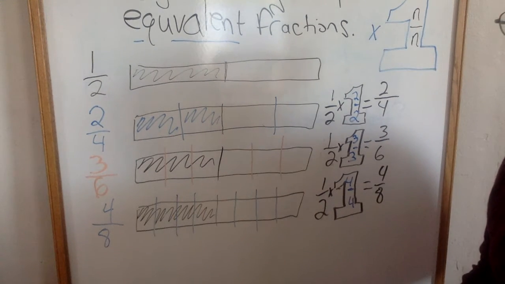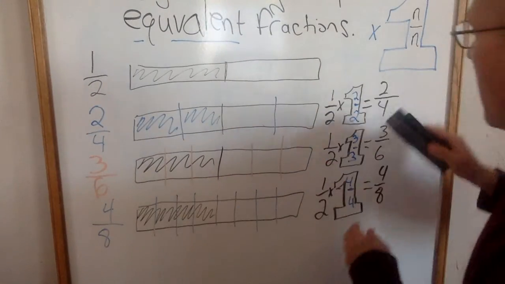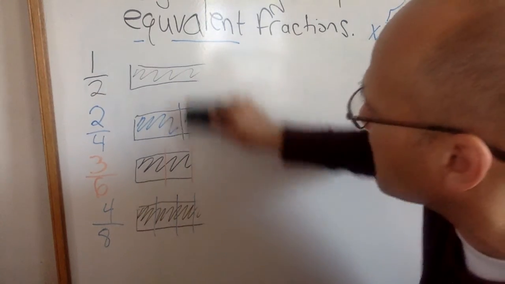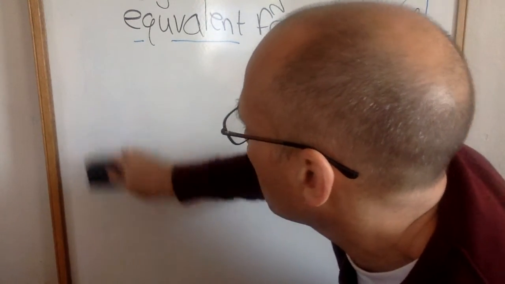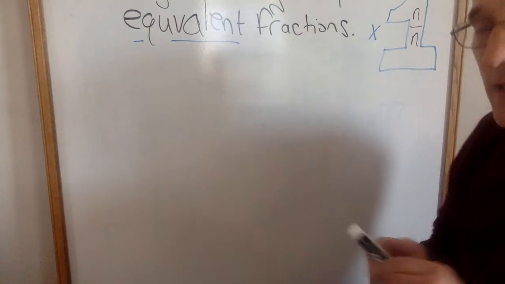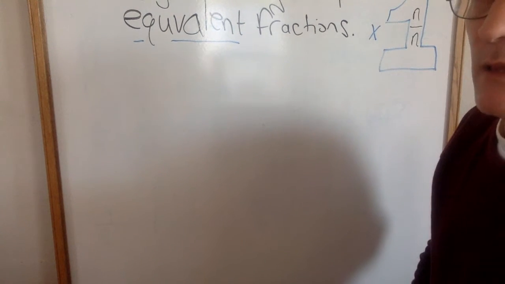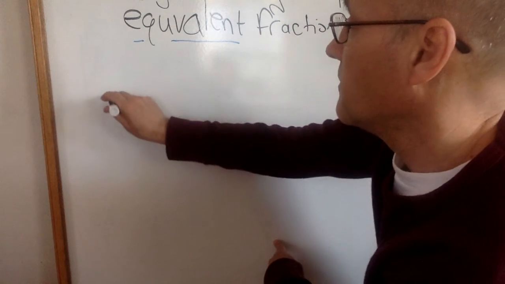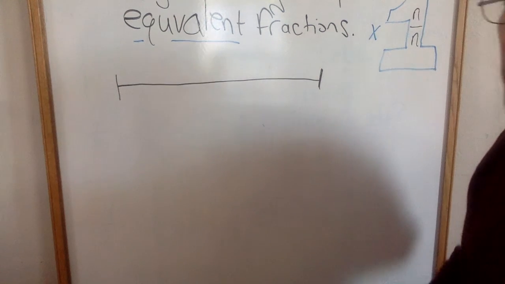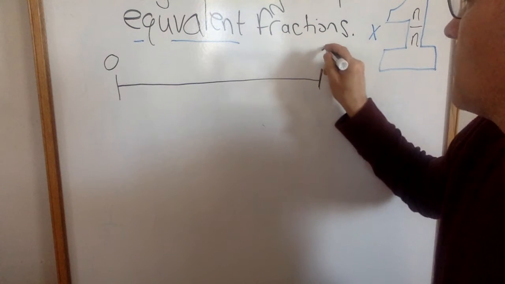Where your numerator and denominator are the same number. Now, I want to show you another way to model fractions other than a fraction bar. Another way is a number line. Number lines work really well when we start getting into mixed numbers. I'm only going to use part of a number line, so I'm not going to put arrows. I'm just going 0 to 1.